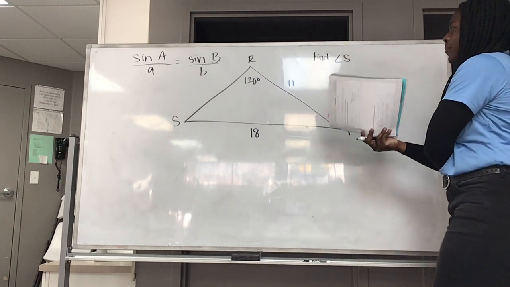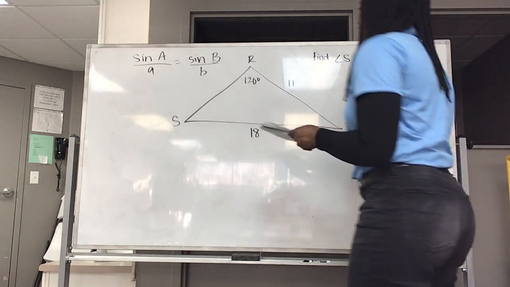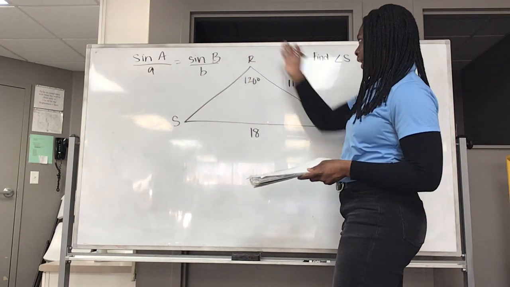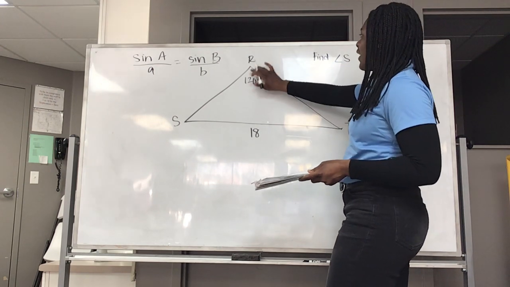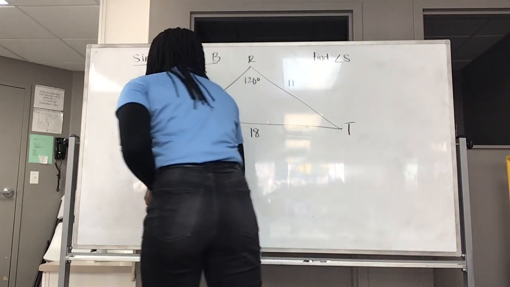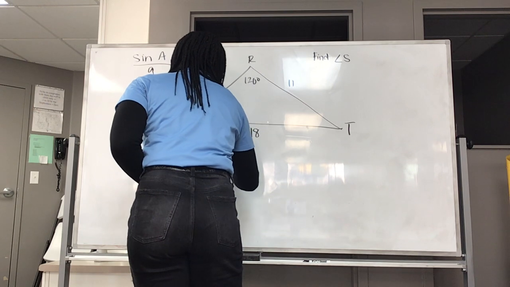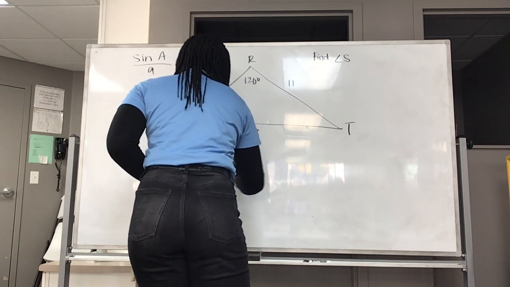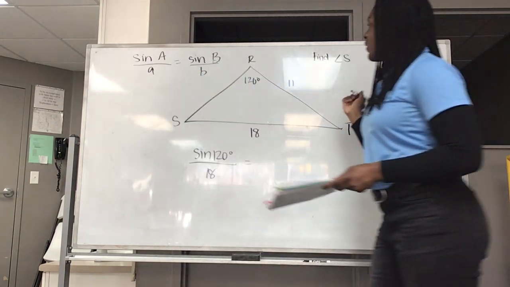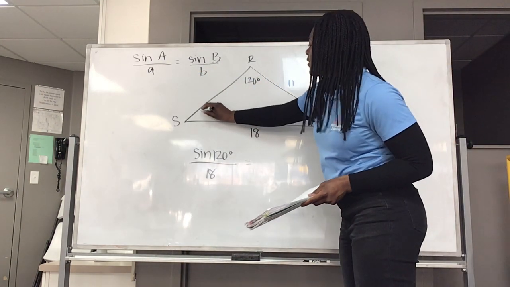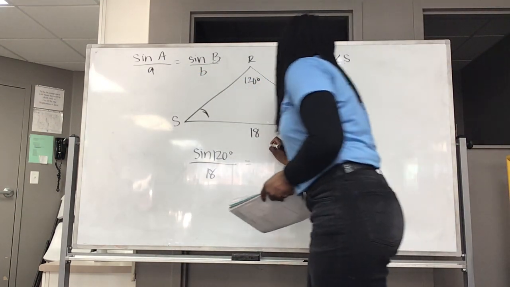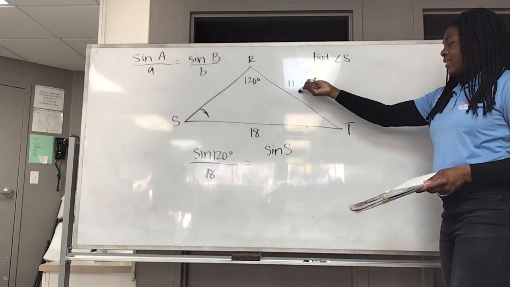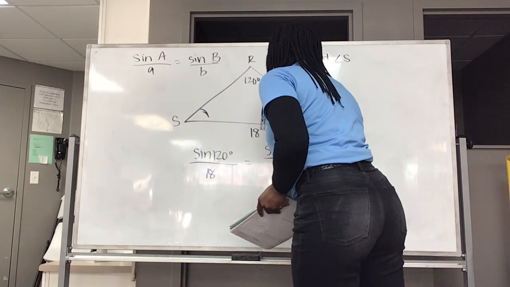So if I were to set up my law of sines equation, it's going to be sine of an angle and side pair. We know angle R and then side length R, so I'm going to write sine of 120 degrees over 18 is equal to, and then we were looking for angle S, which we don't know, so I'm just going to say sine of S. And then we do know its opposite side length, which is 11.